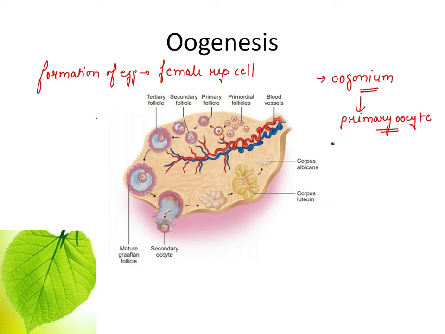Primary oocyte undergoes meiosis first, and here the division is arrested at the stage of prophase first, diplotene stage. These all events are occurring in the fetus ovary. After that, the granulosa cells gather around the primary oocyte and become primary follicle.